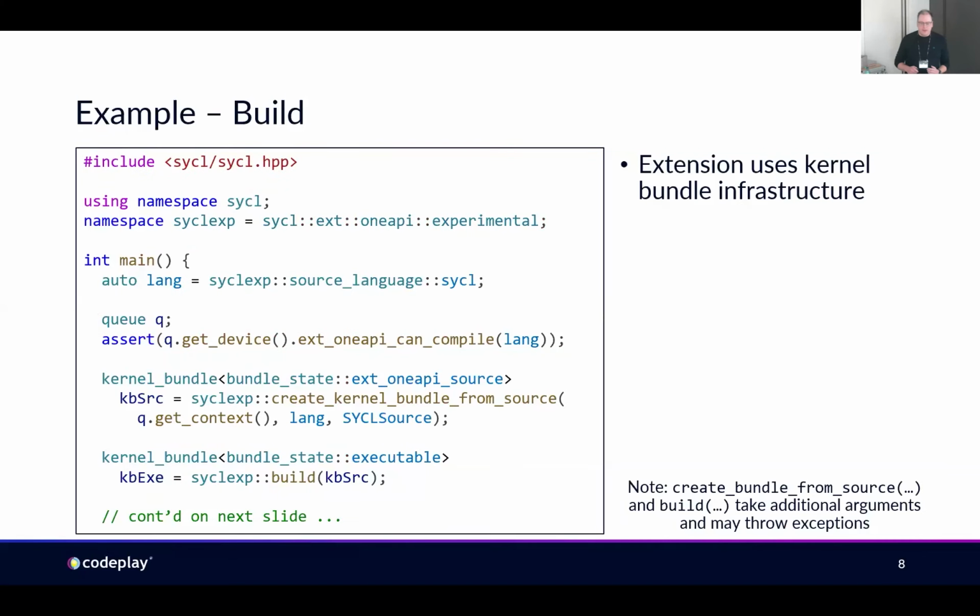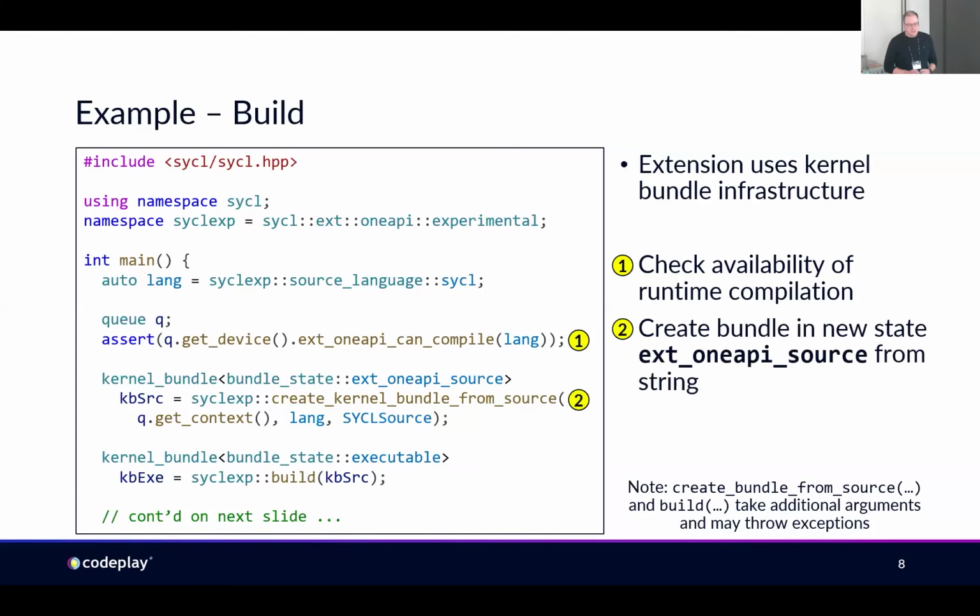Next, let's look at the host application for this. One thing to note before is that the extension uses and builds upon the kernel bundle infrastructure, as we will see in a bit. Before we can compile something, we should check that our device supports runtime compilation, so there's a query for that. Then we take the source string we just defined and feed it into the create kernel bundle from source function that has been added as part of the extension.